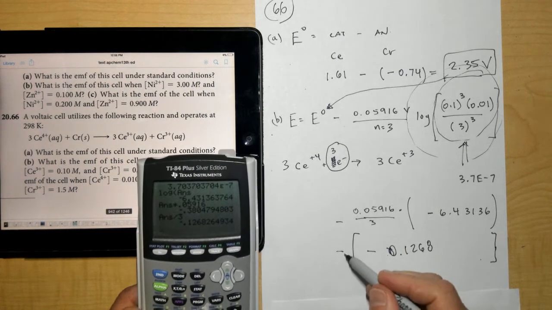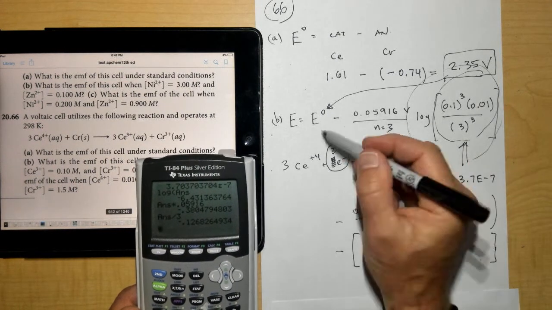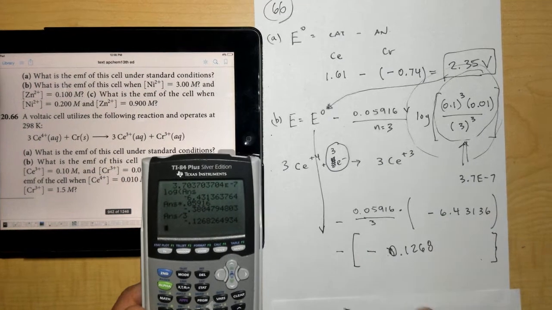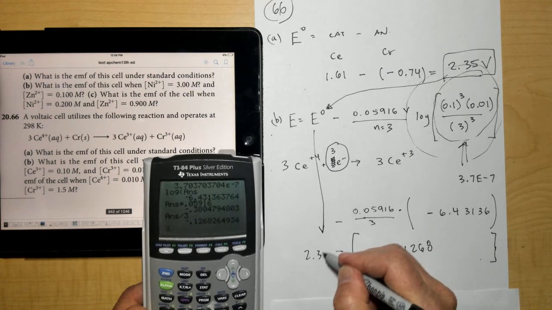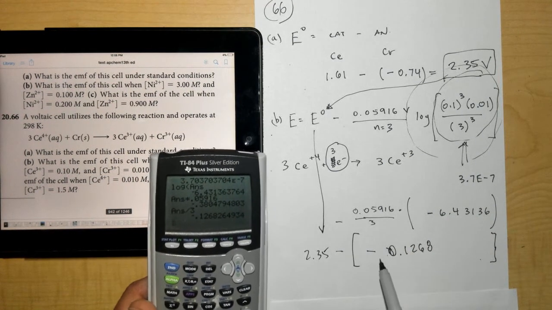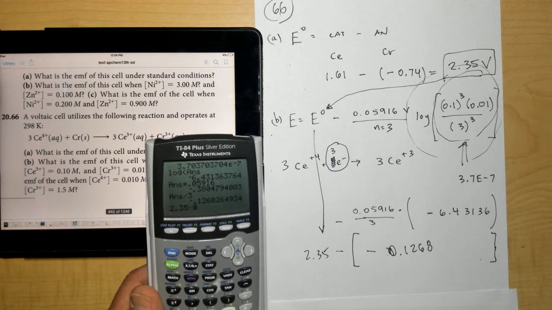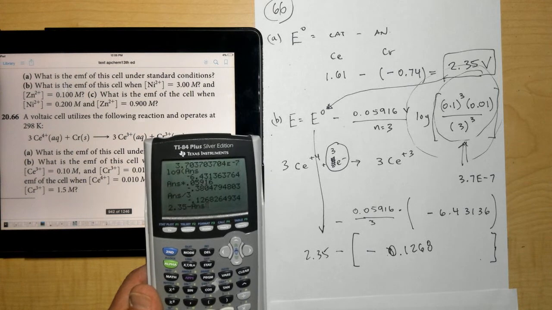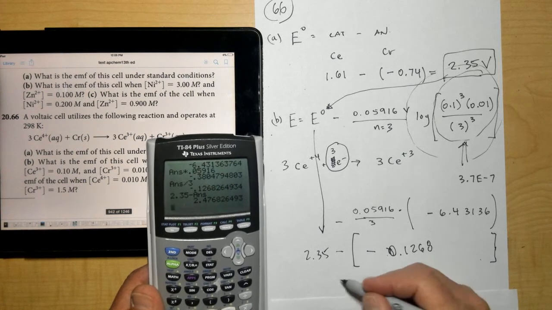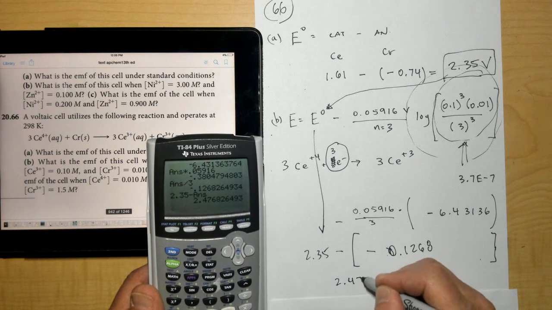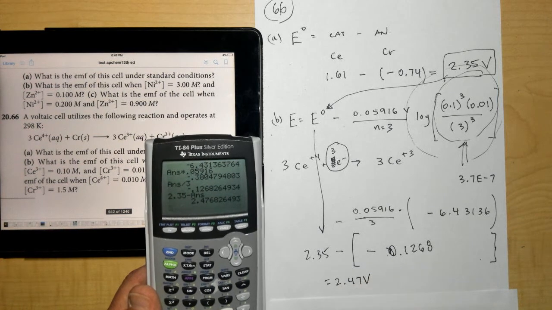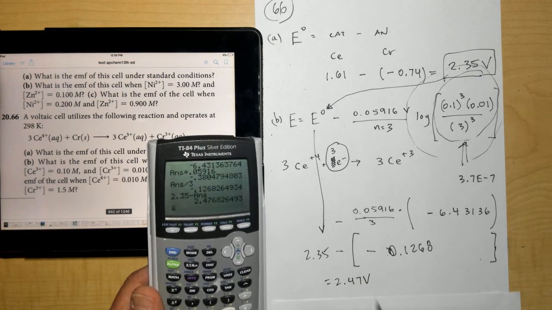Okay. And then that number is subtracted from my standard potential, which was 2.35. So it's minus a minus here, so I would do 2.35 minus second answer, and I would end up with 2.47 volts for that one. So notice the voltage increased just slightly with those concentrations.